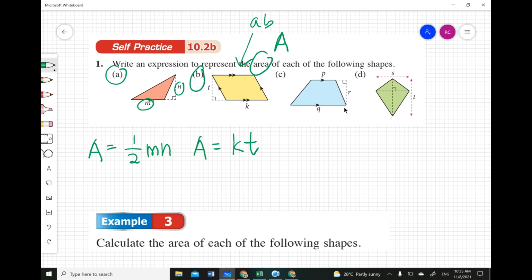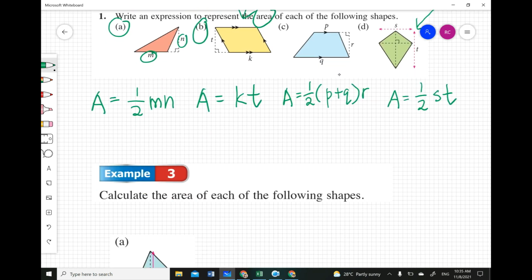Okay, the next one. This is what? Trapezium. Yes, trapezium. So the area for a trapezium is 1 over 2 in bracket, what plus what? P plus Q. Very good. What is the height? It's R. Correct. And the last one, what is this shape? Kite. Very good. So the area of the kite is 1 over 2 times ST. Yes, very good. Okay, it is very simple.